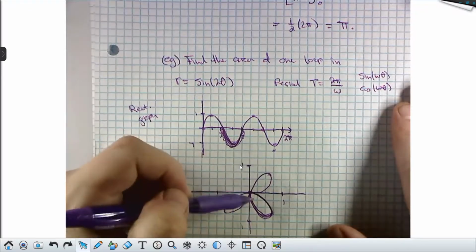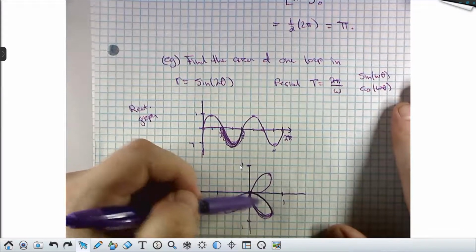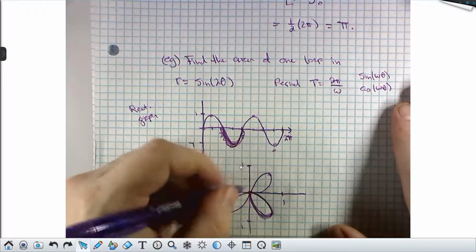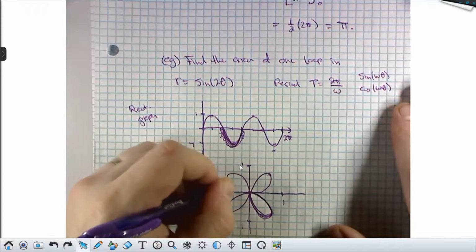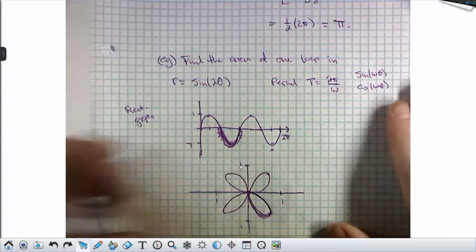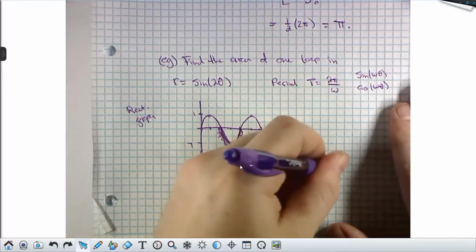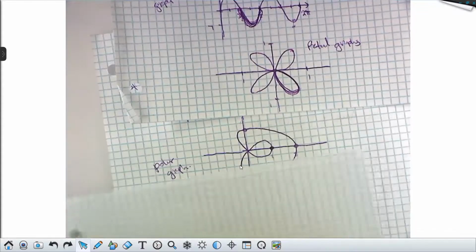And then from 3 pi over 2 to 2 pi, we would normally be drawing over here, but because we're negative again, we'll be reflected. So we do create the symmetric piece over here. And that's this. These are called petal graphs. And I'm going to find the area of one of those loops.